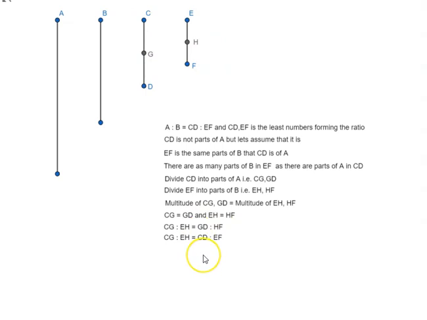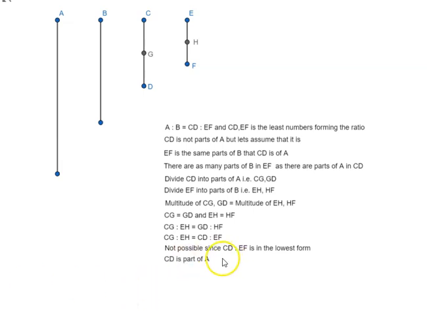Now, what does this mean? It means that there are still smaller numbers, CG and EH, which will have the same ratio. But that is not possible, right? Because we started off with the proposition that CD and EF are the least numbers that will form the same ratio. So since it is not possible, our assumption was wrong, and that means CD is part of A.